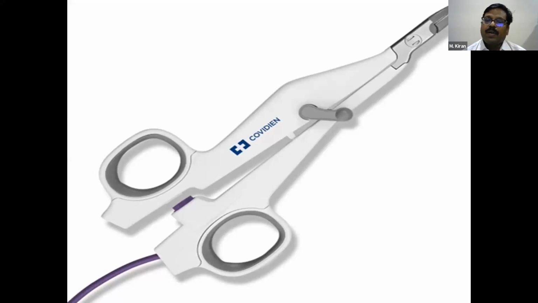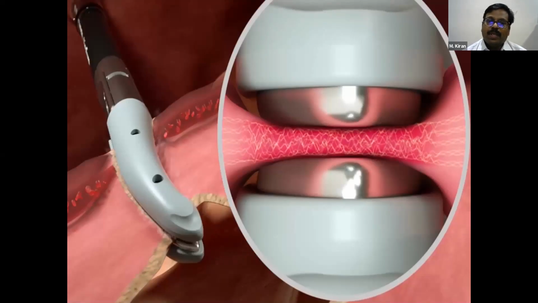This is a Covidien vessel sealer. This is how it will be. There will be force applied with the proximal pressure, and two electrodes, the active and return electrode, will be in the same place. We can heat up.